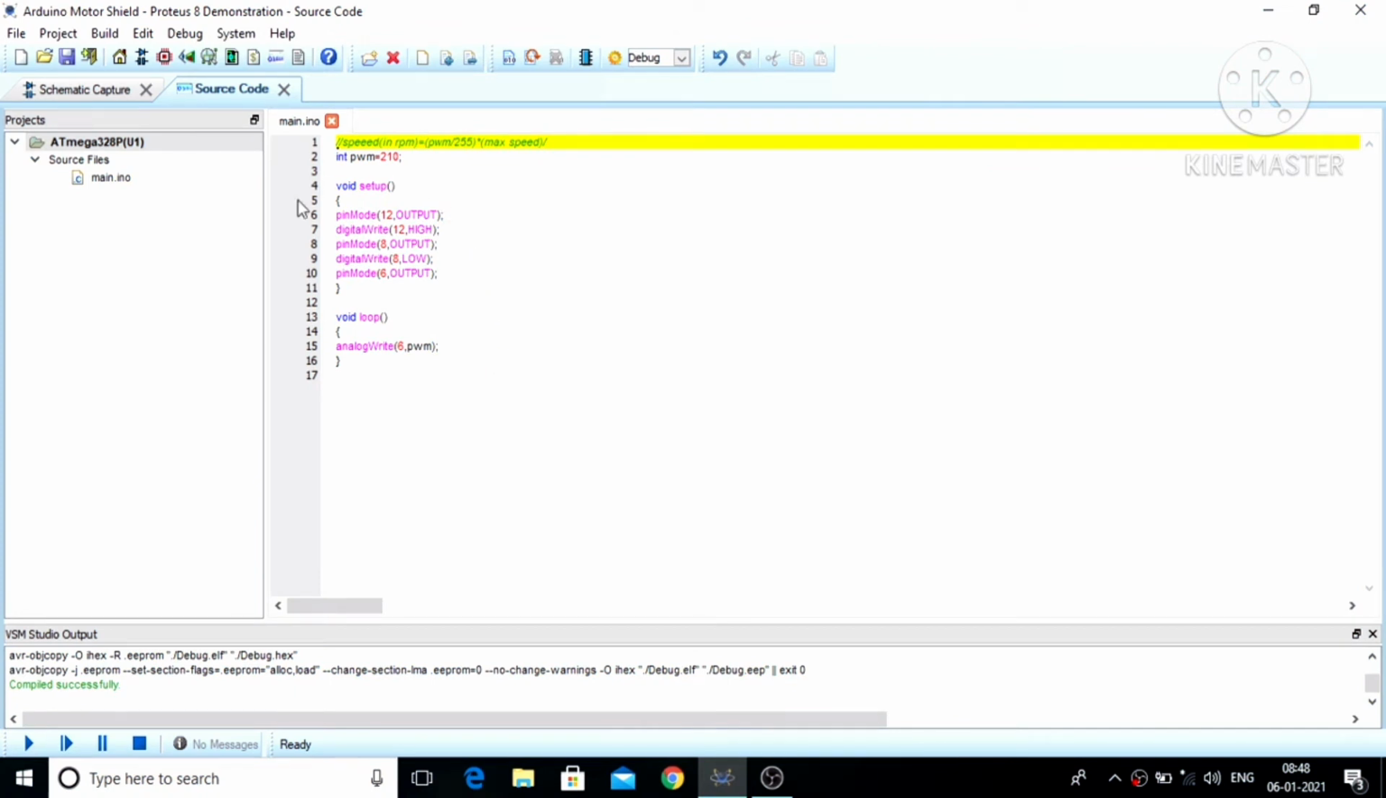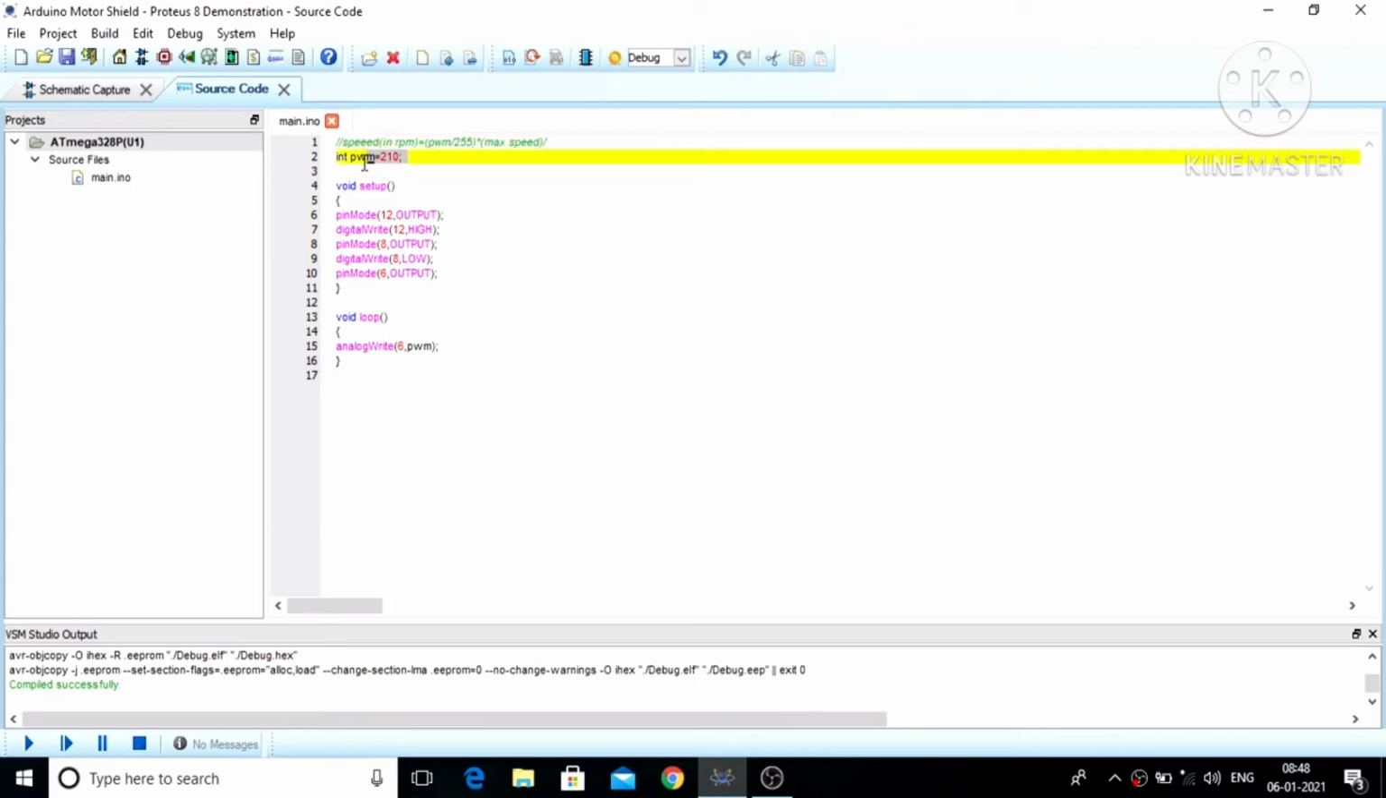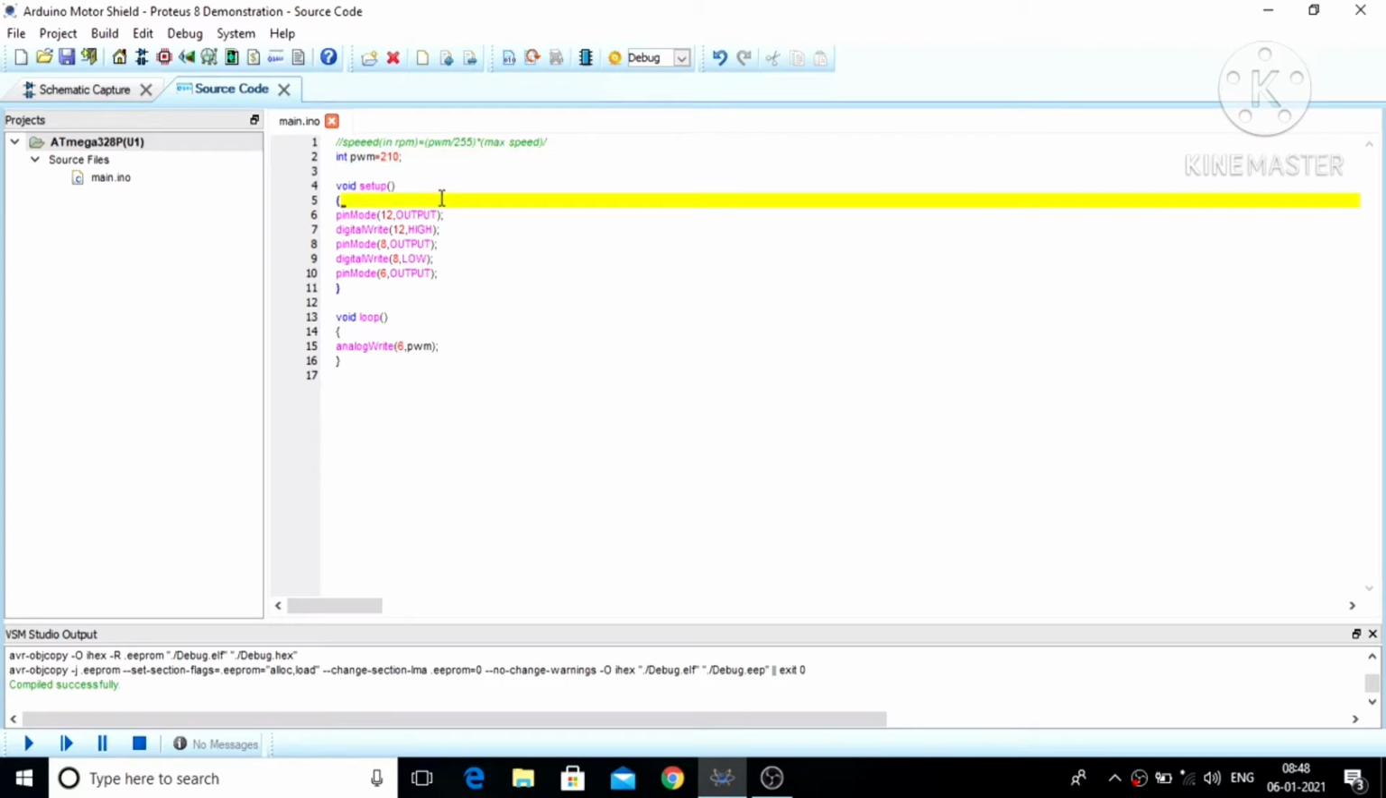For this assignment, I have written this code for controlling the speed of the motor using Arduino. As we know, speed is directly proportional to average voltage. So by using this, we will control the speed of the motor by using PWM here. I have initialized the PWM to 210 here.